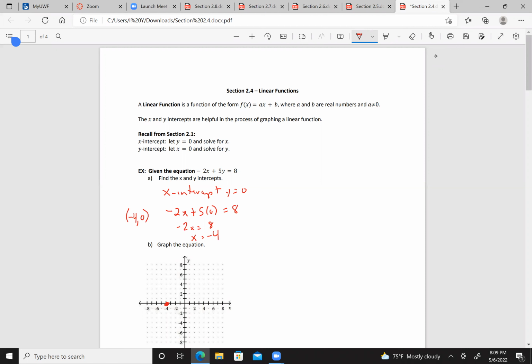Okay, and then to find the y-intercept, we let x equal 0. I have negative 2 times 0 plus 5y equals 8. Y equals 8 fifths, which is right about here. So to graph it, we have 2 points. Draw a straight line through it, and there is our equation.